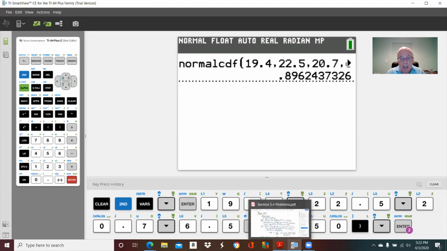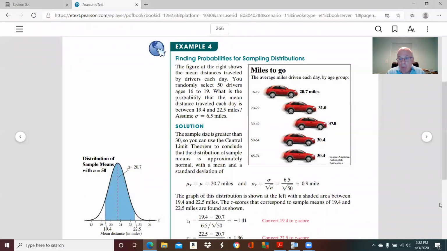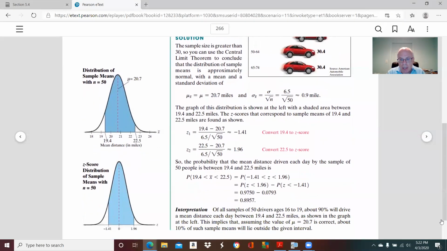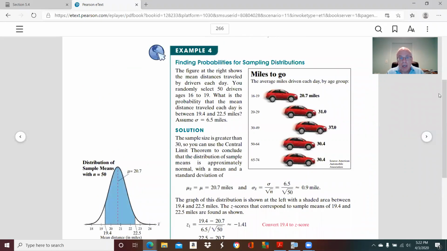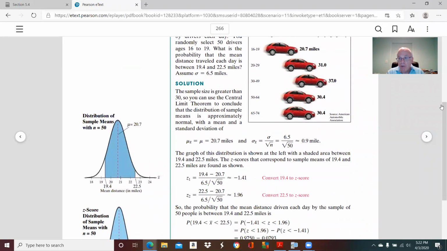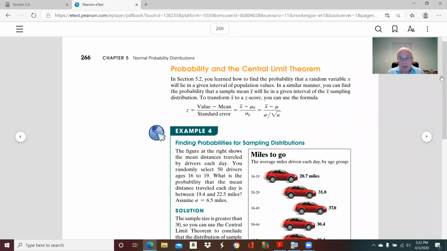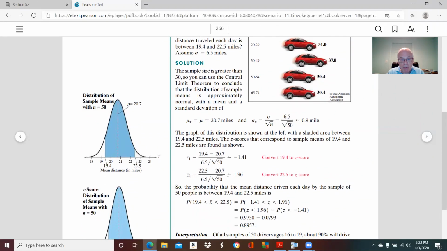Let's go back to the textbook. Now, what did they do in the textbook? Well, they didn't use the technology. They used tables. They converted each of these endpoints of the interval, the 19.4 and the 22.5, into z's using which formula? Well, the formula on the top of the page here. That's what they did. So now we have z-scores for each of those endpoints. And so this probability here is equal to this probability using z's. And then they subtracted these two probabilities to get 0.8957.